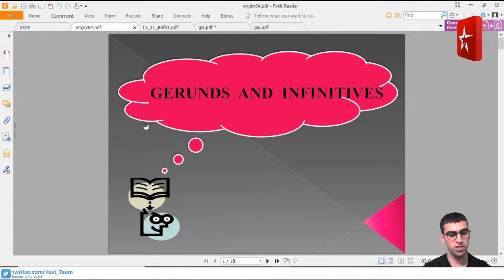For example, we use gerund as a subject of the sentence, as an object of the sentence, and after prepositions. And we use infinitive for purpose, we use infinitive as a subject of the sentence, and so on.